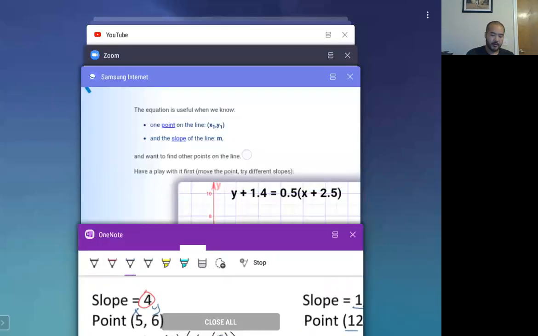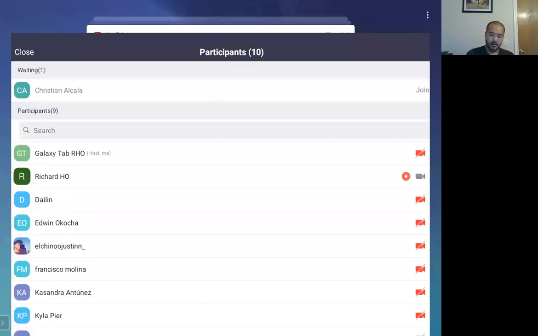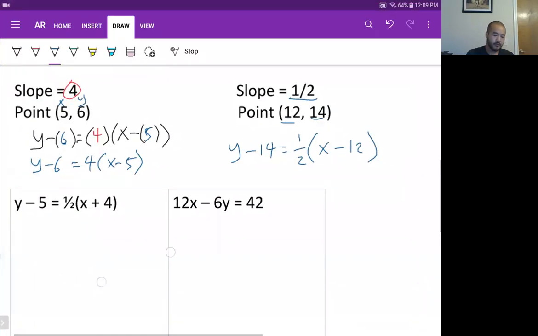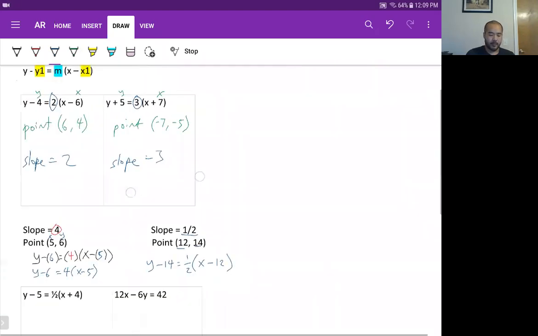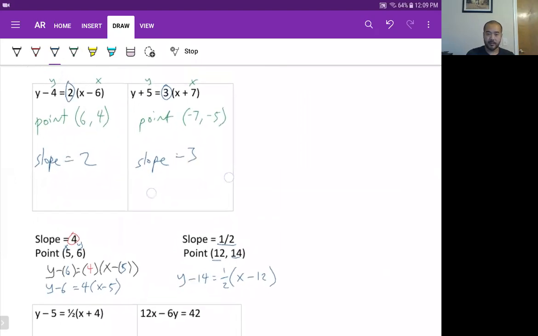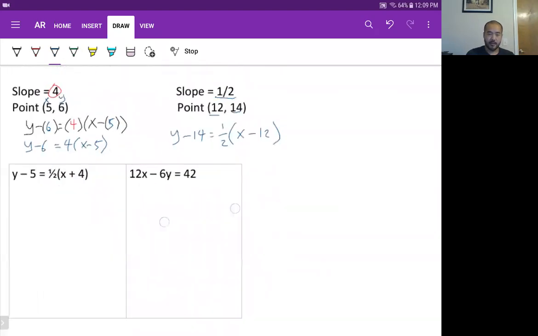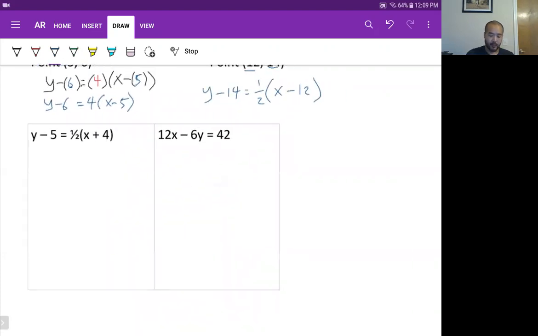And then the last thing on here, okay, so the first 10 questions on your assignment would be like this. And then the last part is going to be solving these for slope-intercept form. So that's where you need to get y by itself. So one example each of that.